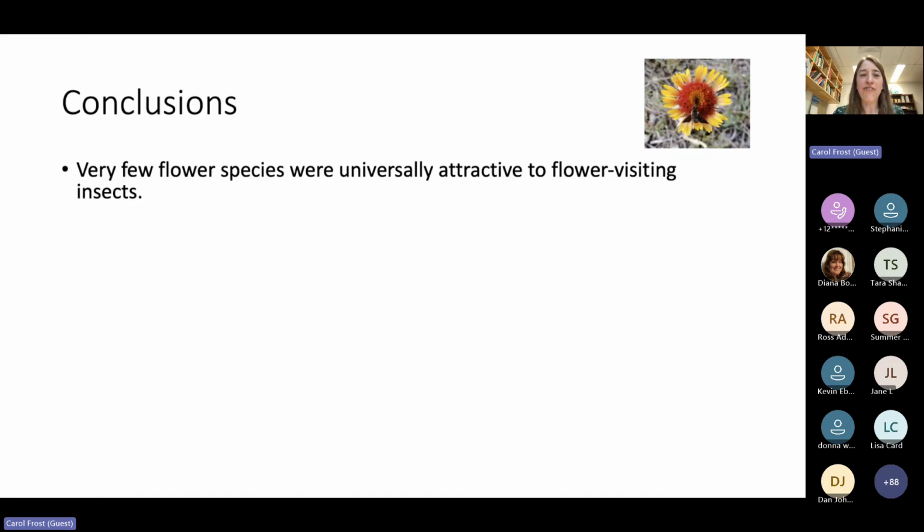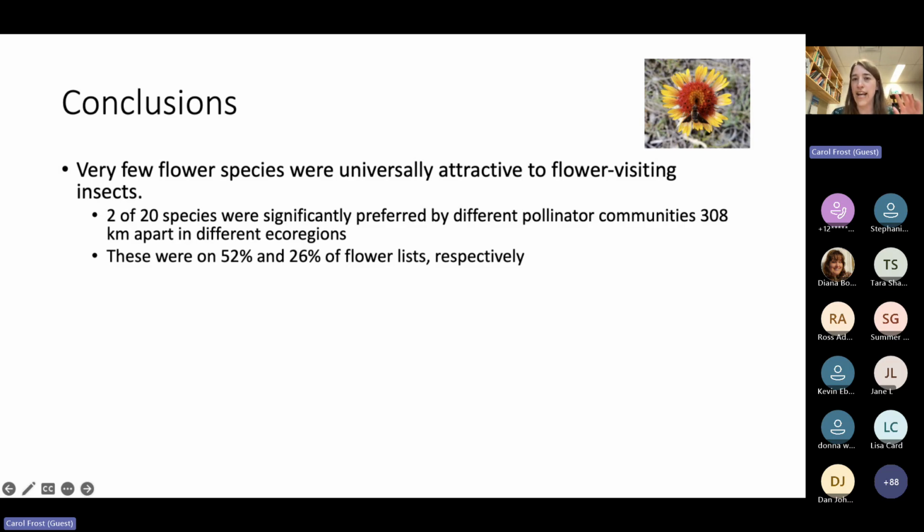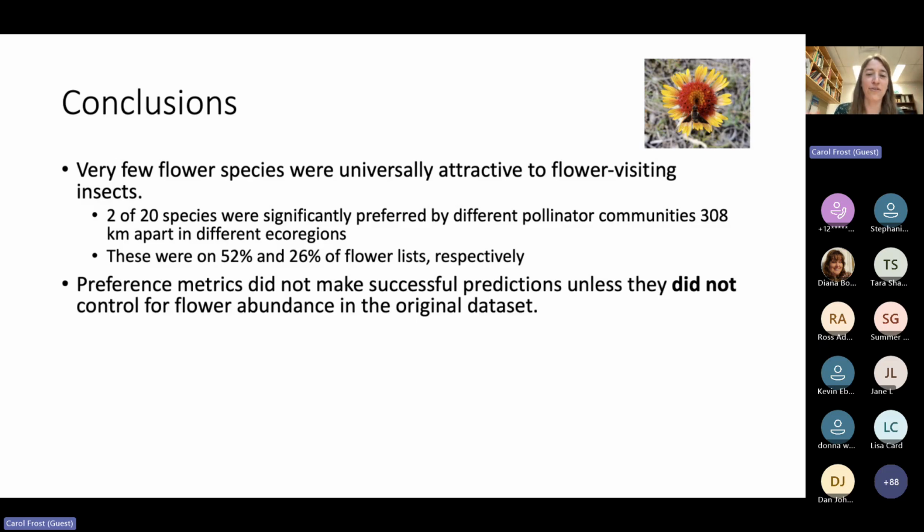So conclusions from this: very few flower species were universally attractive to flower visiting insects. By universally I mean across ecoregions, just 2 of them were western snowberry and yarrow. So that's 2 of 20, or 10% of species were significantly preferred by different pollinator communities 308 kilometers apart in different ecoregions. And these were on 52% and 26% of flower lists respectively. So it's not that every flower list identified, oh, these are great. Some of them did, many of them didn't.